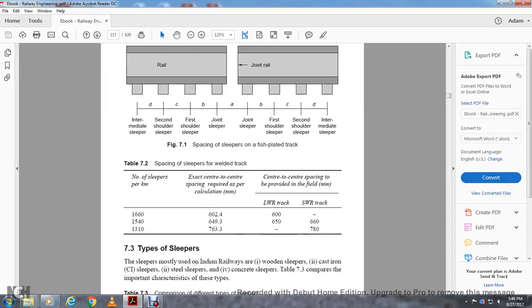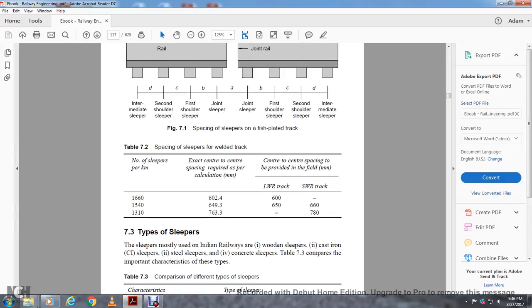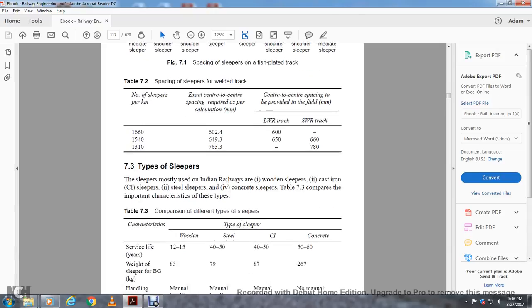Spacing of sleepers over welded track. Number of sleepers per kilometer: 1,600, 1,660, 1,540, 1,310. Center to center spacing required: 602 millimeters, 649 millimeters, 763 millimeters. Light weight track, center to center spacing in millimeters: 600, 650. Short weight track: 680, 660, 670, 660, 680. Type of sleepers.